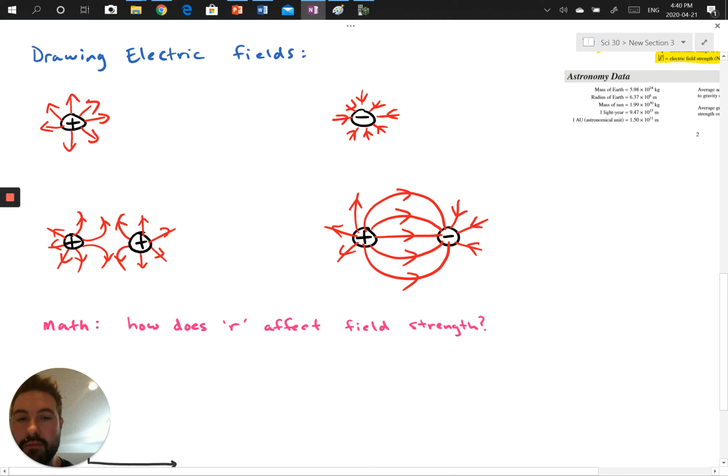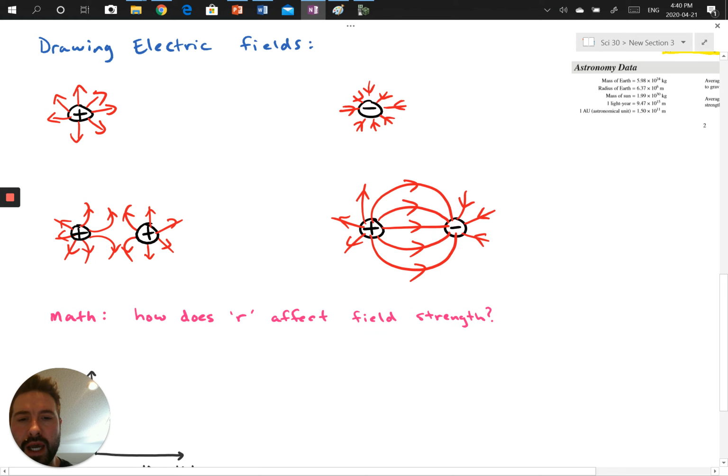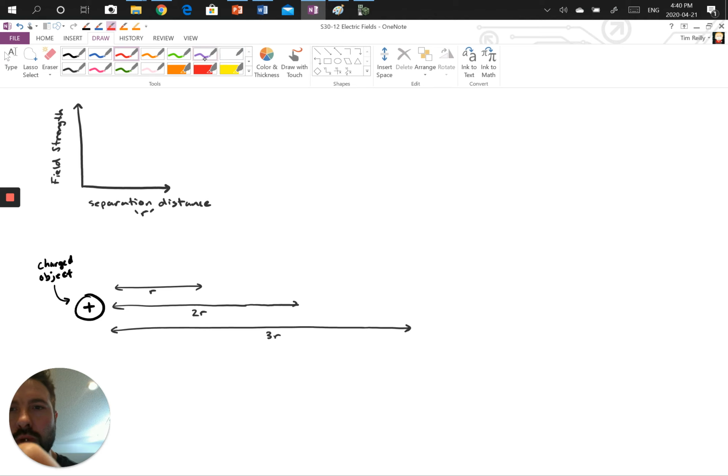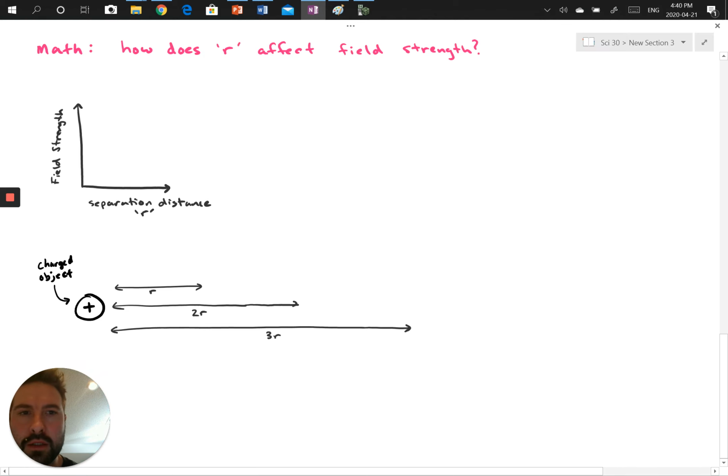Okay. Now, we've looked at gravitational fields and electric fields, and we notice the formulas look almost identical. And there is something to that. So there's a question here: how does R, or the separation distance between 2 objects, affect the field strength? I think we kind of know. We can think of what happens to gravity when we get far away from Earth and we go into space. The gravitational pull on you is going to be less in space as you get further away from Earth. So as R increases, field strength decreases.